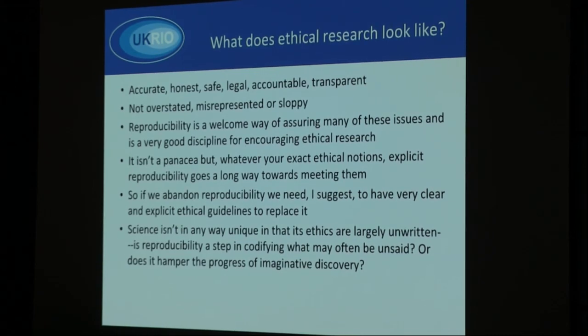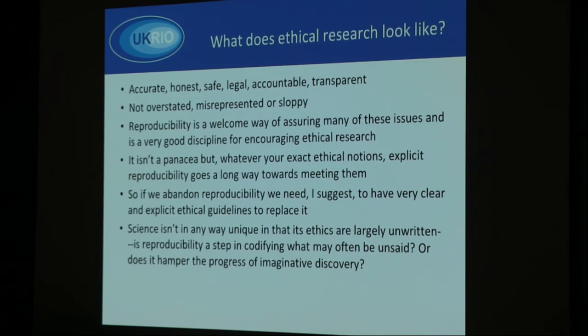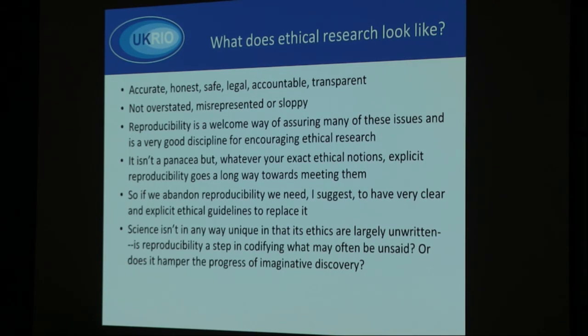I suppose the way I'd like to place reproducibility in an ethical framework is this. If you are reproducible, it's a welcome way of assuring many of the ethical issues. It's a bit like saying, I suppose, if you drive within the speed limit, you are more likely to drive safely, but it doesn't imply you necessarily will. But having a speed limit is one way of helping you drive safely, and reproducibility is a welcome way of helping you behave in an ethical way. And it's not a panacea, because whatever your exact ethical notions, explicit reproducibility, I think, or one of the forms that Victoria mentioned, is a good way of assuring you meet your ethical aspirations.